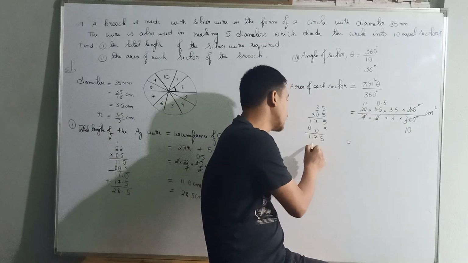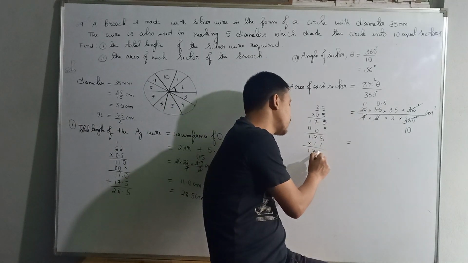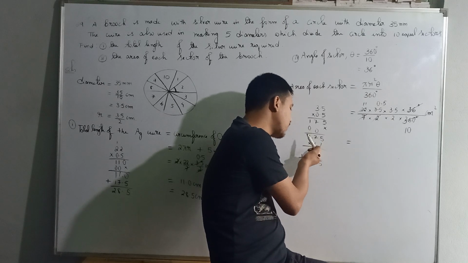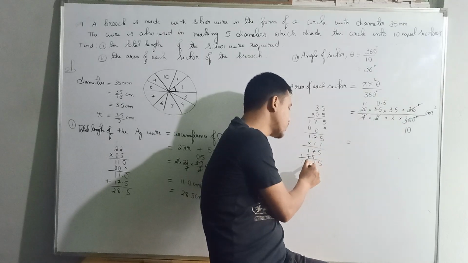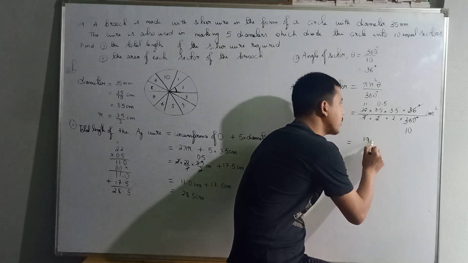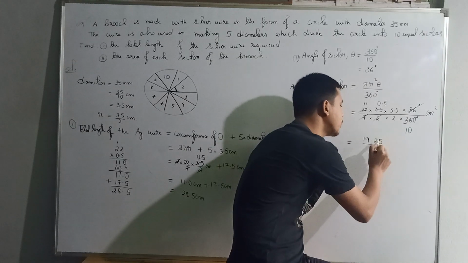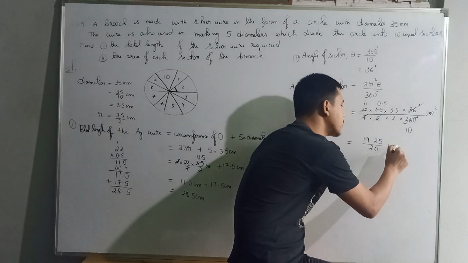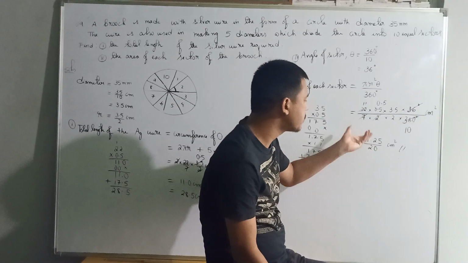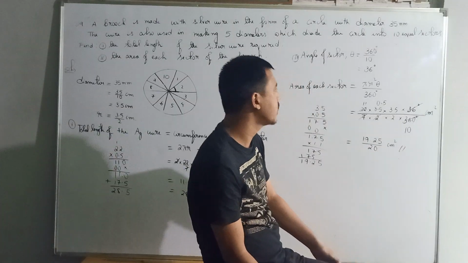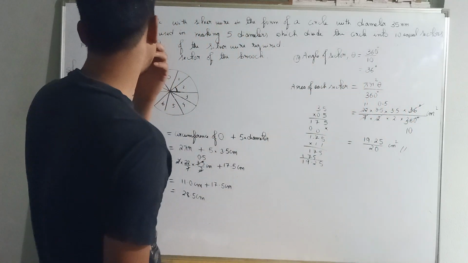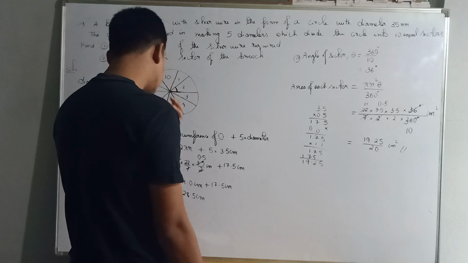And then we multiply by 11. So 175, 175, 5, 5 plus 7, 12, 1 carry, 7, 8, 9, 1. After decimal, 2 digits, so 19.25. So 19.25 upon 210 times 20 square centimeter. You can leave it here, or you can also further divide it to obtain the area of each sector, which completes our solution for question number 9.